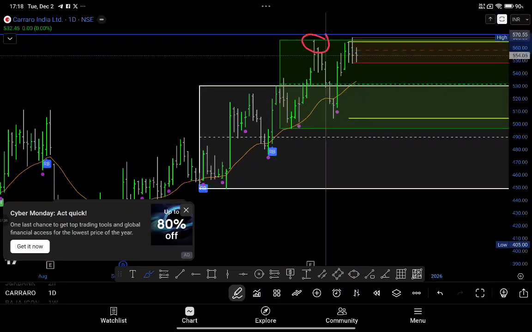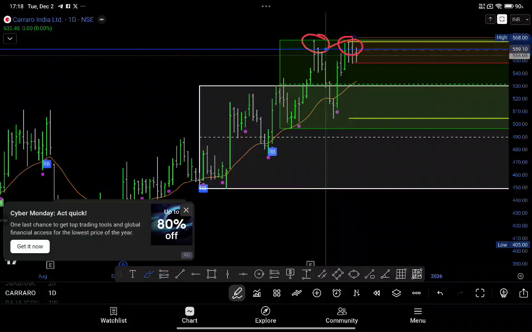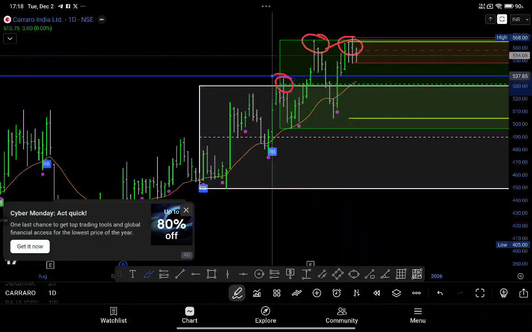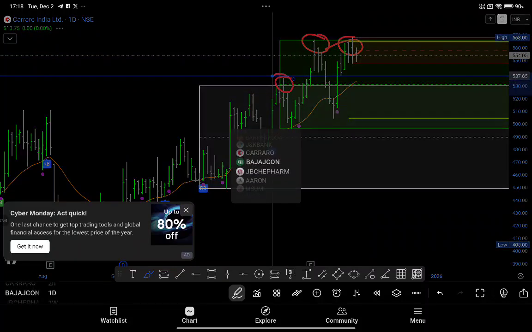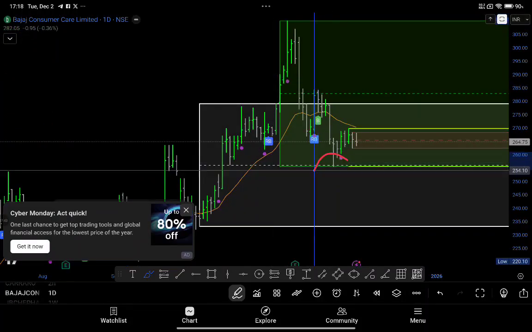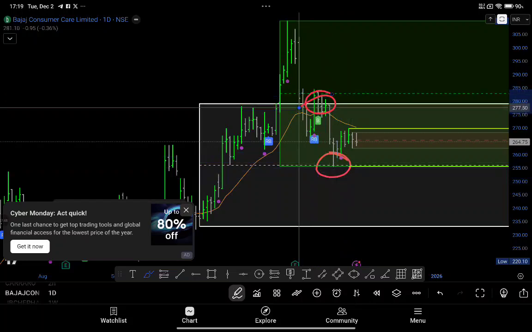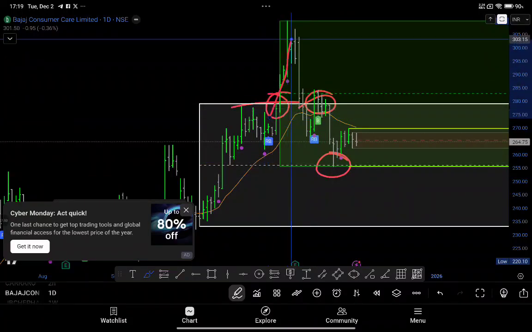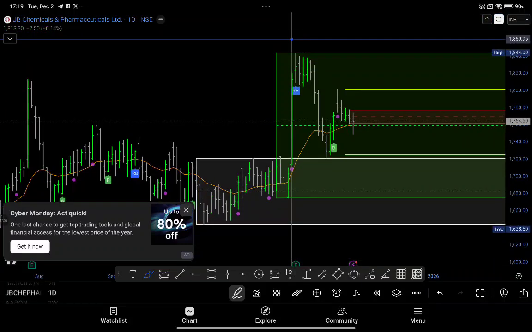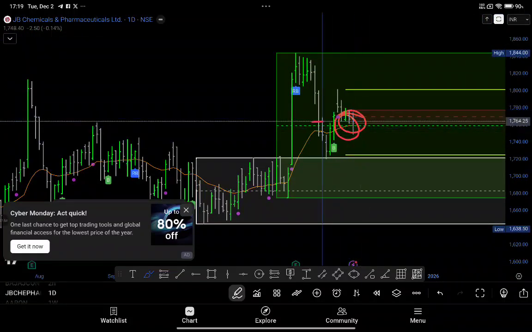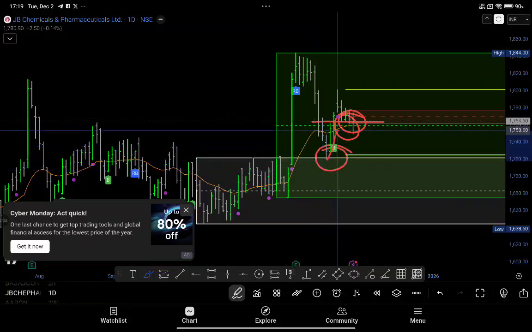Then Carraro, if you see this, how importantly these levels worked, right? And if I show you more, you can see how important this level worked, how important this level worked, and how importantly a breakout over here at this level worked. Let me show you some more. See how it's taking support of an important level. Over here it took support of a very important level, moved up.